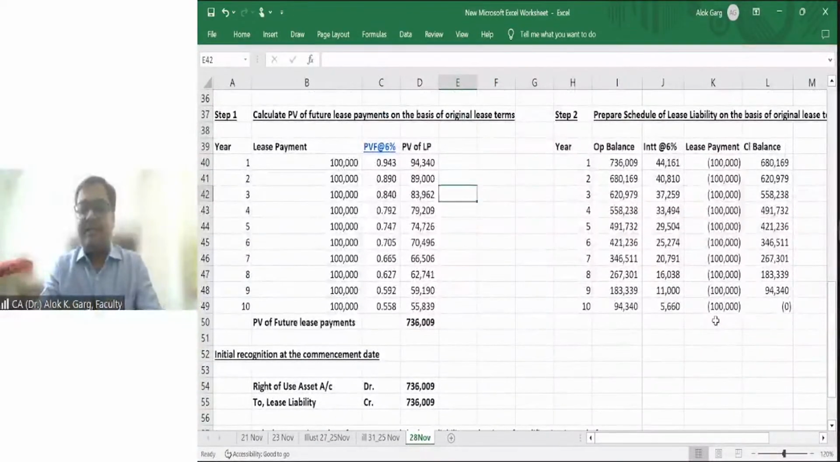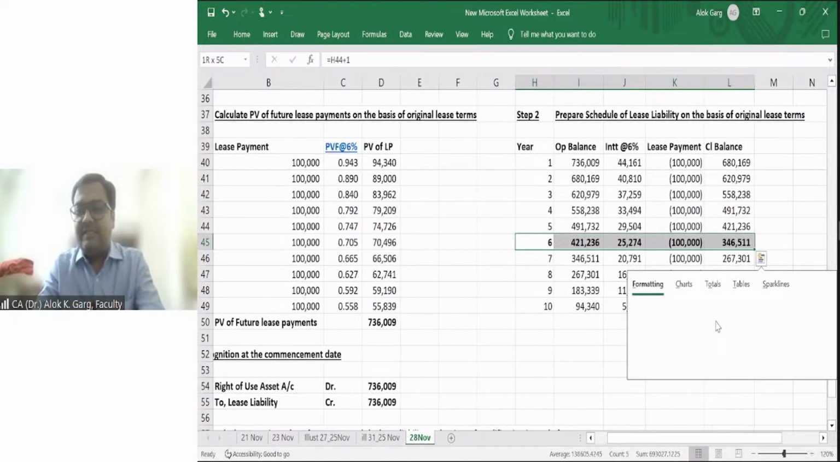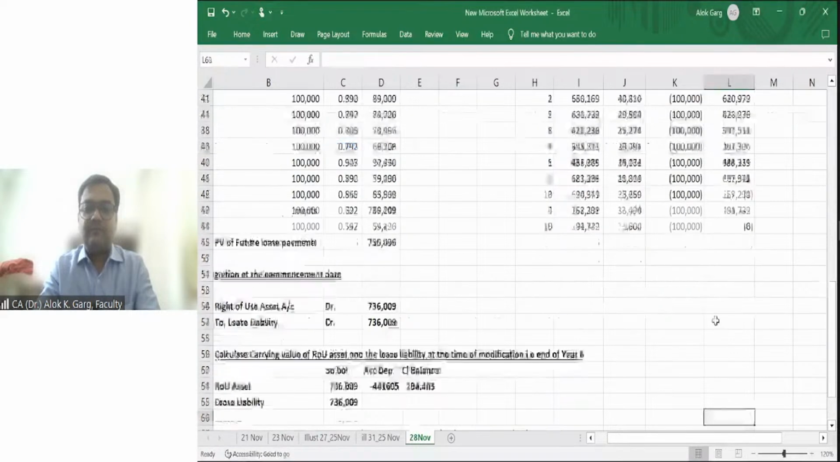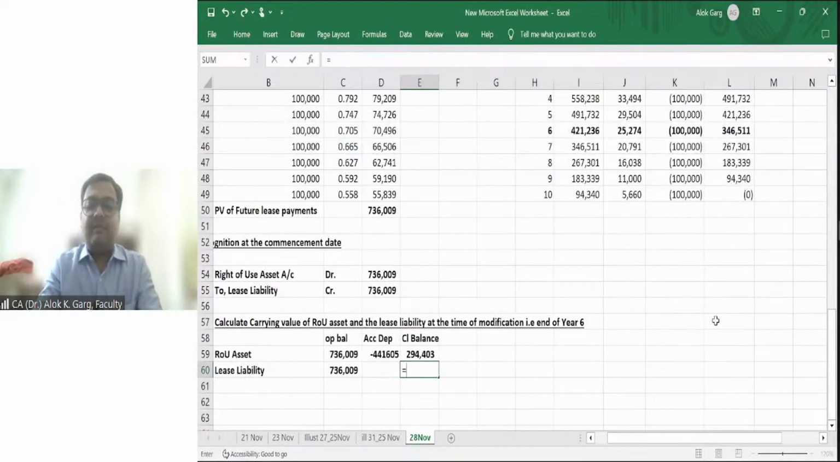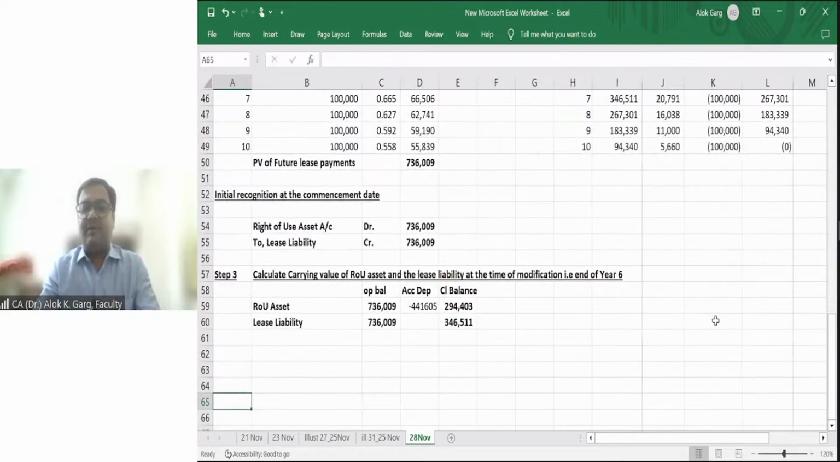You have already prepared the lease liability schedule, and at the end of year 6, the closing lease liability balance is 346,511. You have got the balance. At the end of year 6, you have got the balance of ROU asset and lease liability. This was your step number 3.